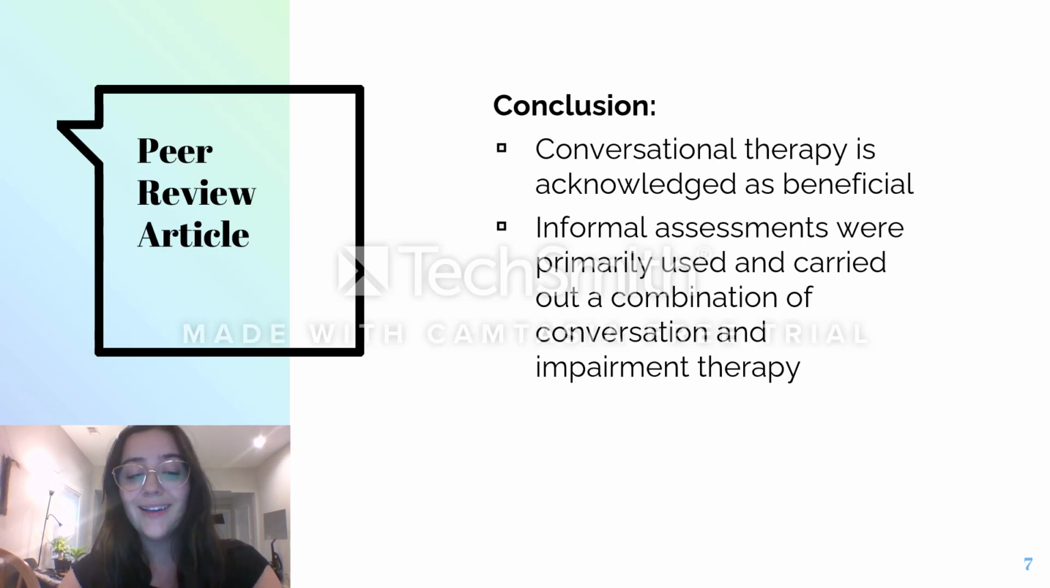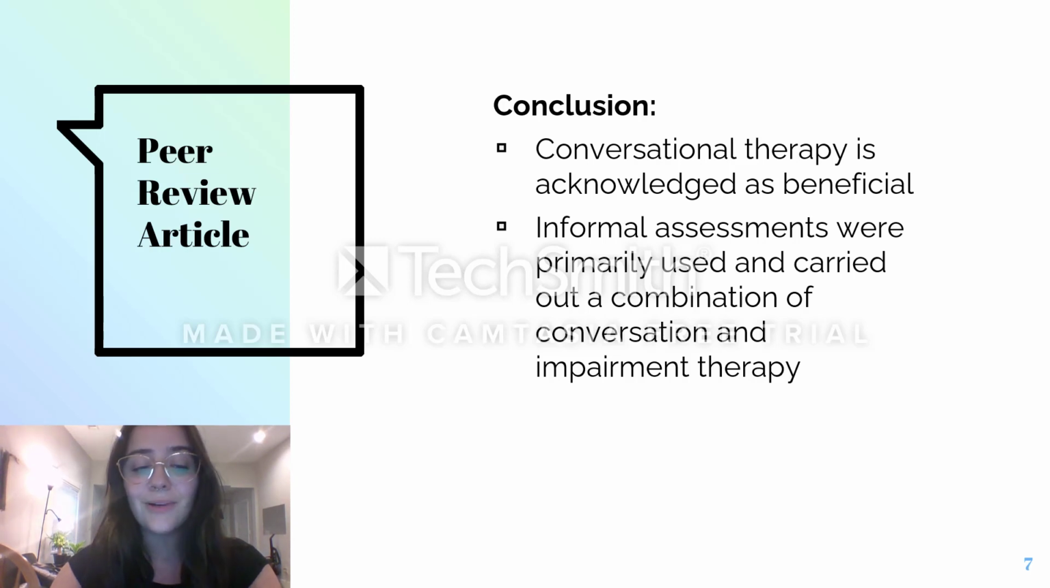So in conclusion, conversational therapy is acknowledged by the speech therapists to be beneficial and is delivered to clients with a range of non-progressive and progressive conditions. The speech therapists in this study primarily used informal assessments and often carried out a combination of conversational and impairment therapy. Treatment duration varied and was influenced by a range of factors. The challenge remains as to how to enable the translation of evidence base in conversational therapy into daily clinical practice.